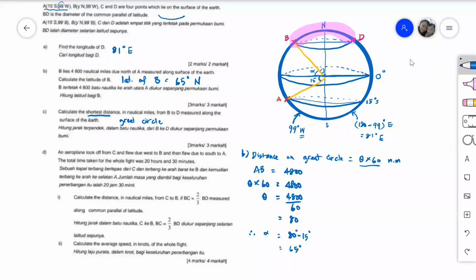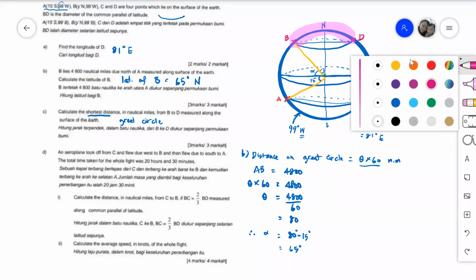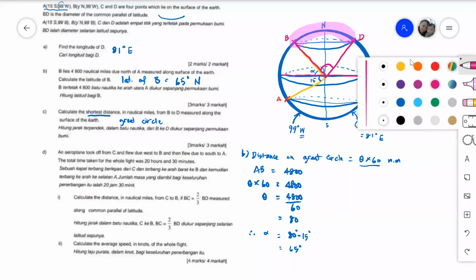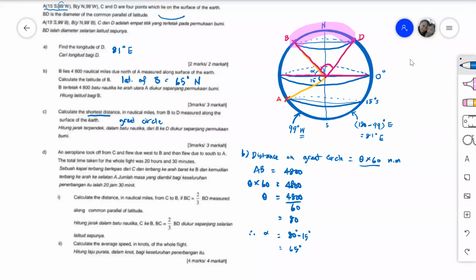So in that case, we need to take the angle from B to N to D. How do we find the angle between B and D? So remember that this is the diameter of the circle, so it's 180 there. And we also know that because this one is 65 degrees north, that means from the equator, this is 65, and the other side is also 65 because they are on the same latitude.